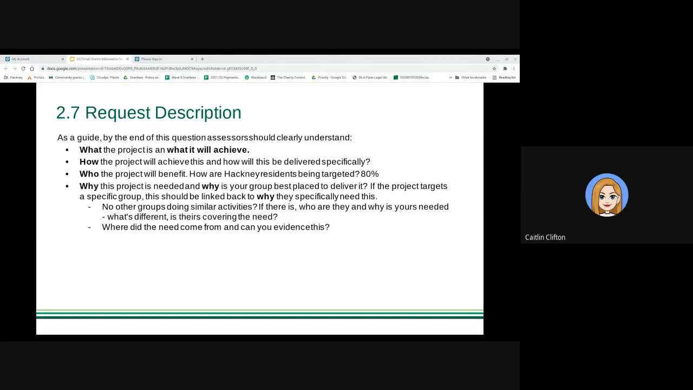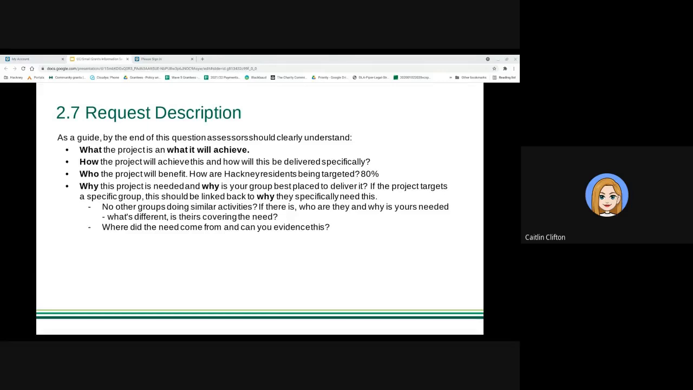Some other things you might want to note. Where did the need come from? So you've put why you need it. Where did that come from? How do you know that you need it? Can you evidence that? All things that might make your application a little bit clearer or stronger. And in terms of scoping out whether other groups are doing similar activities, do not be afraid to do that. Don't be afraid in your application to say such and such is doing this. We understand that. And the reason that we also want to do this is because our service users are different.